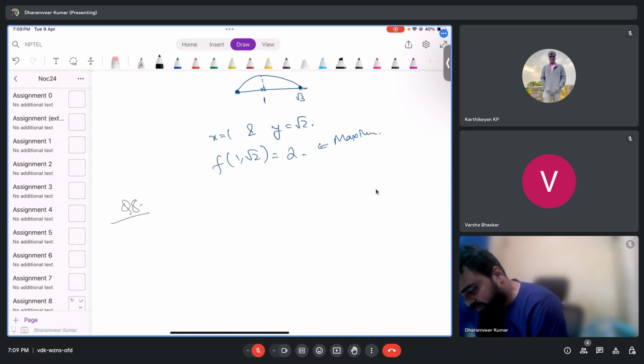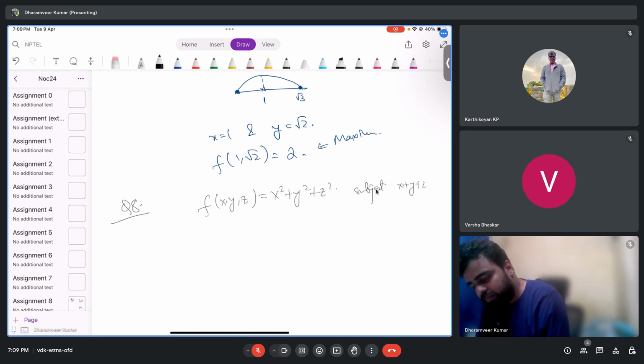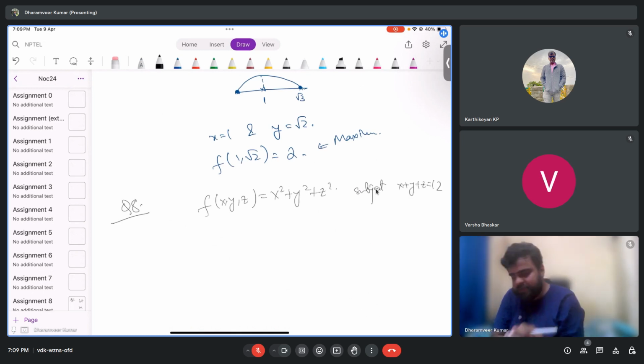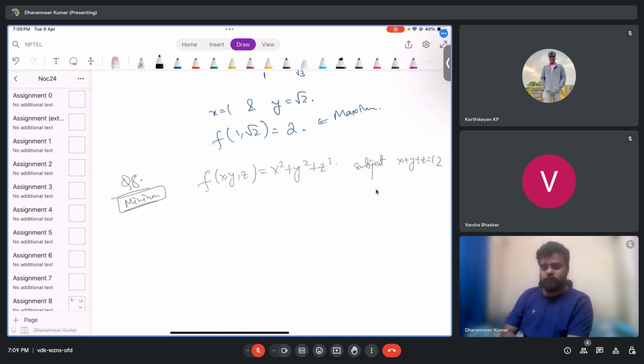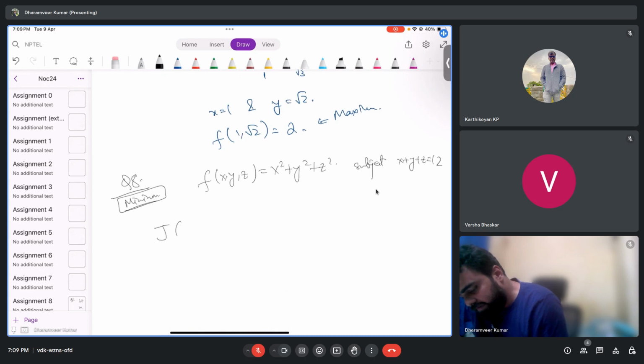Question 8. Last year this was wrong, basically. Last year it was written, find the maximum value. Actually there will be a minimum value. So let me write it down. The solution.